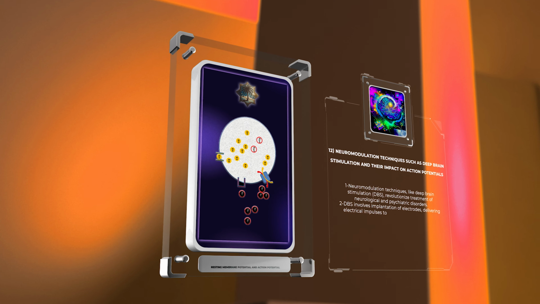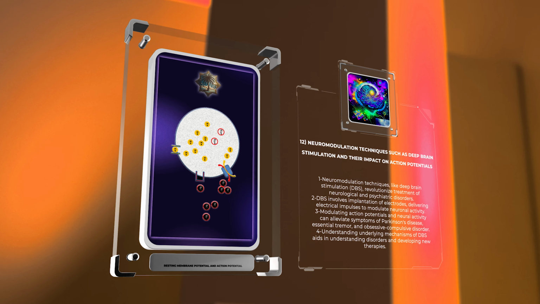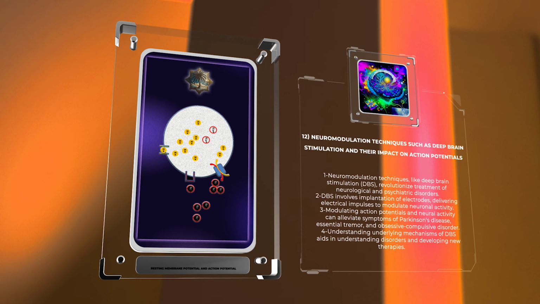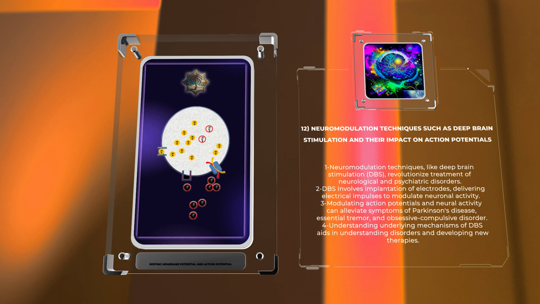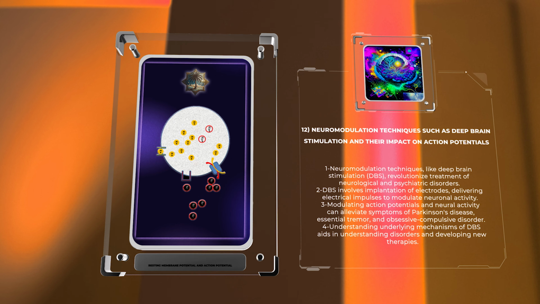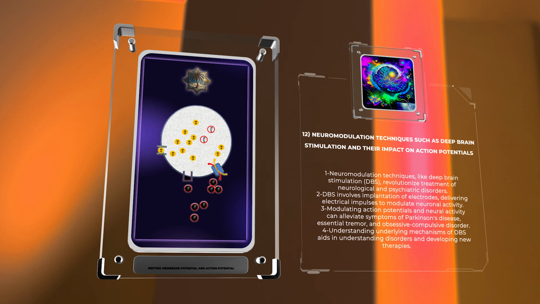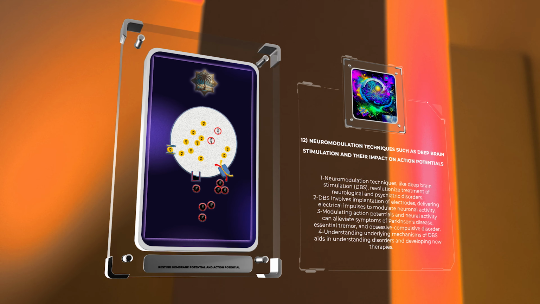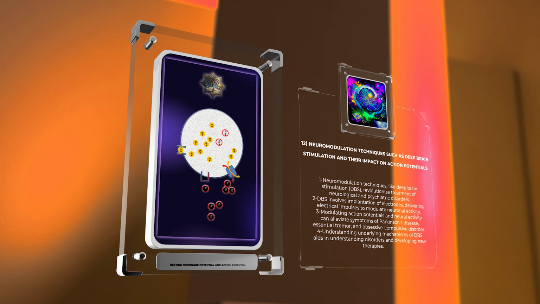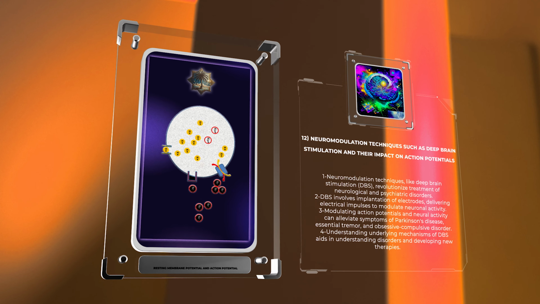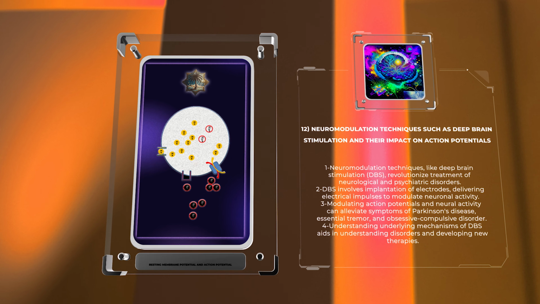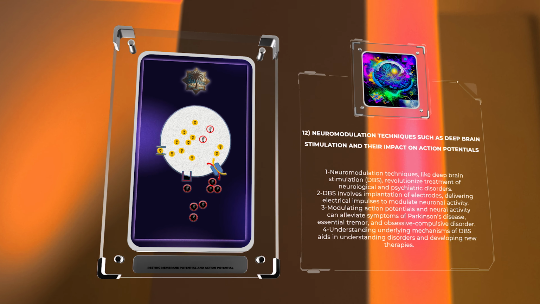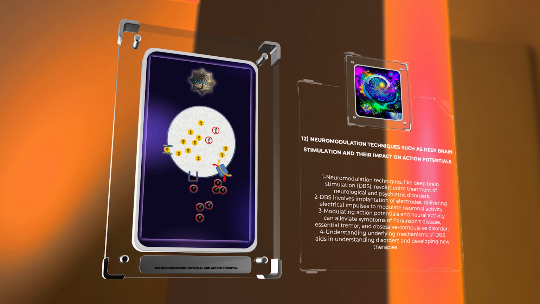Neuromodulation techniques, such as deep brain stimulation (DBS), have revolutionized the treatment of several neurological and psychiatric disorders. DBS involves the implantation of electrodes into specific brain regions, which deliver electrical impulses to modulate neuronal activity. By modulating action potentials and altering the activity of neural circuits, DBS can alleviate symptoms associated with conditions such as Parkinson's disease, essential tremor, and obsessive-compulsive disorder. Understanding the underlying mechanisms by which DBS impacts action potentials and neural activity provides valuable insights into the pathophysiology of these disorders and aids in the development of novel therapeutic strategies.